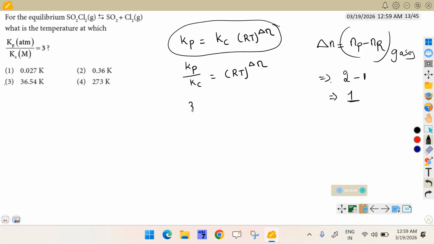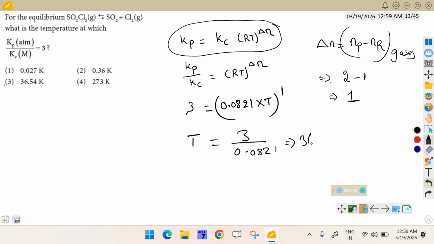Kp by Kc value is given as 3. What is the R value? R value is 0.0821 into temperature whole power 1. If you want temperature, then 3 divided by 0.0821. Then you will get 36.54.